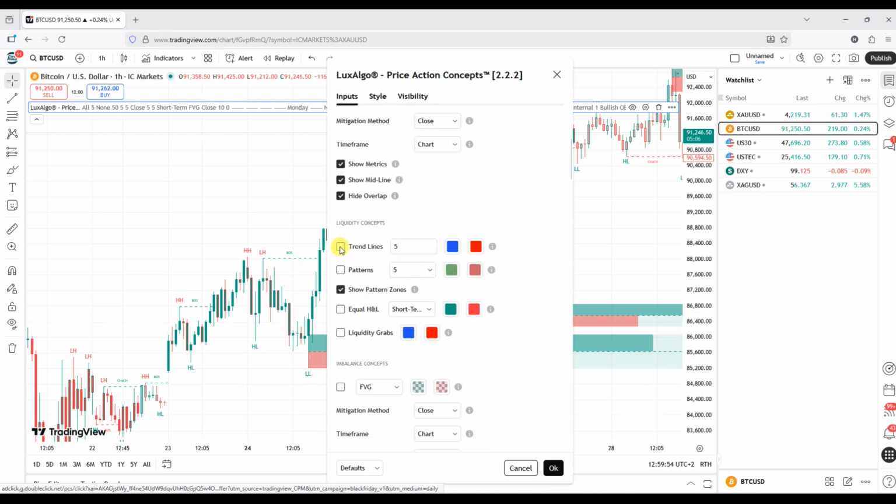So let's click on trend lines. Trend lines means we need to see the last 5 candles and patterns, and then show pattern zones, equal head and shoulders, and liquidity gaps. So let's see trend lines. By default only this was selected, so we will select trend lines now. We'll click on OK. Here we go.